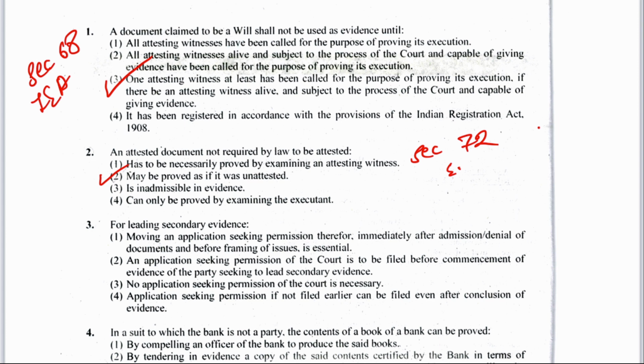Now come to question number 3. For leading secondary evidence, moving an application seeking permission, therefore, immediately after admission, denial of documents and before framing of issues is essential. Option 2, an application seeking permission of the court is to be filed before commencement of the evidence of the party seeking to lead secondary evidence. Option 3, no application seeking permission of the court is necessary. Option 4, application seeking permission, if not filed earlier, can be filed even after conclusion of the evidence.